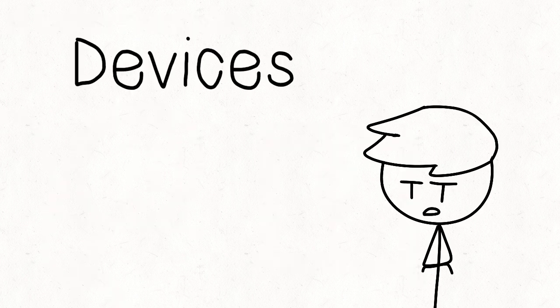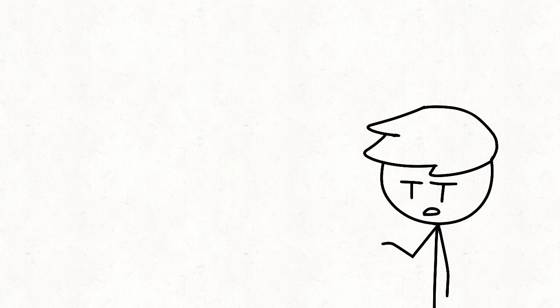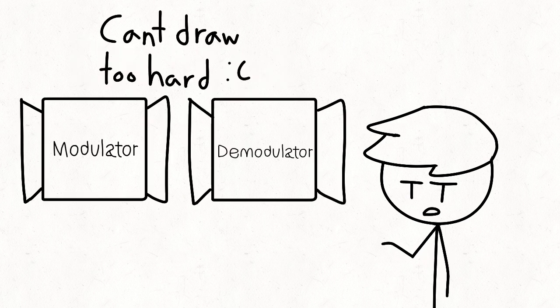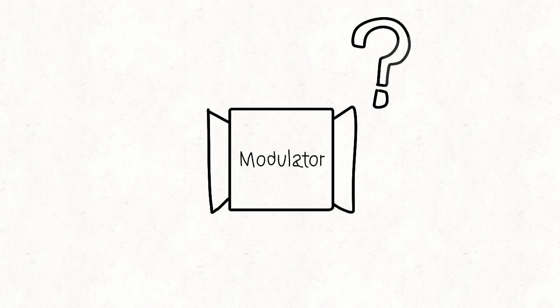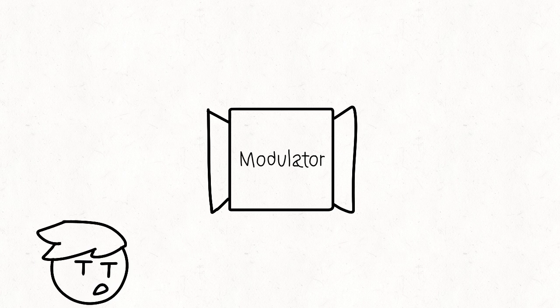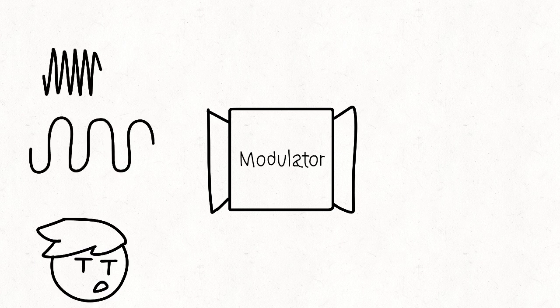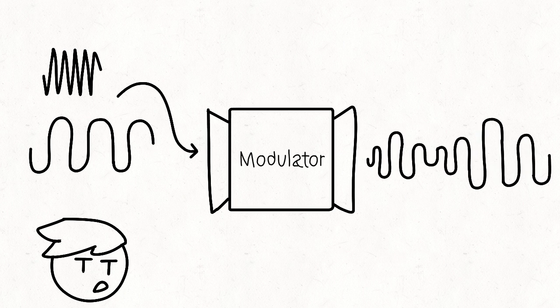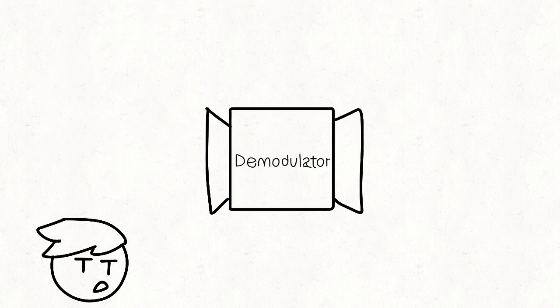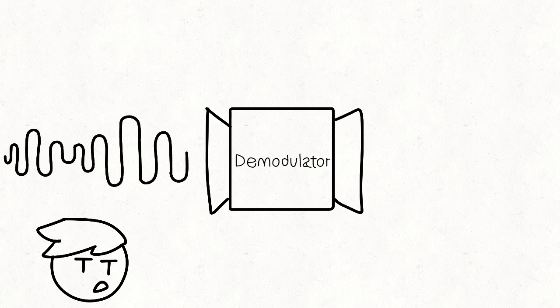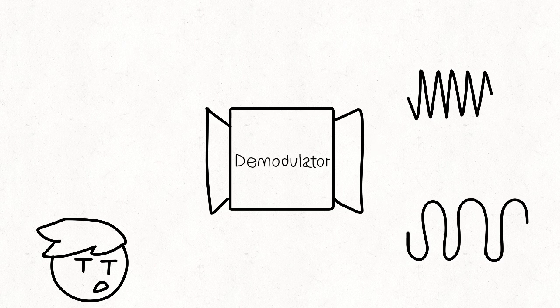Now, let's move to devices. We have two, which are the modulator and demodulator. So what is a modulator? A modulator is a device that performs modulation, or in other words, a modulator is a device that is used to send, transfer, or translate a signal, while a demodulator is a device that performs demodulation, or is a device that is used to receive a signal and also separate the signal.